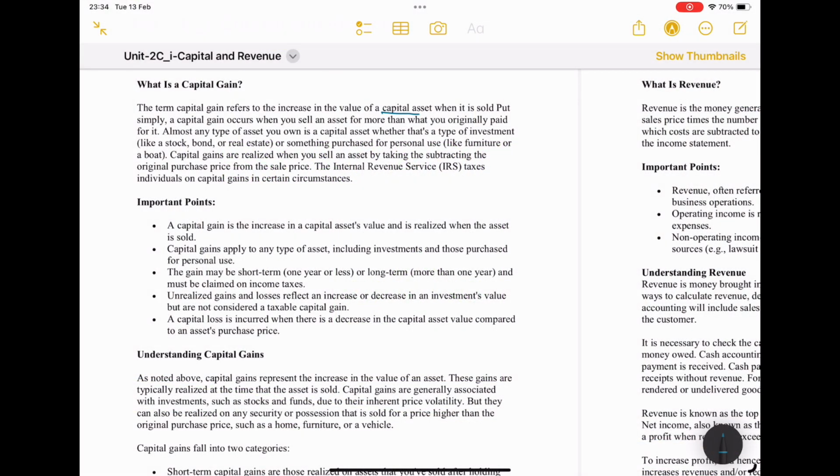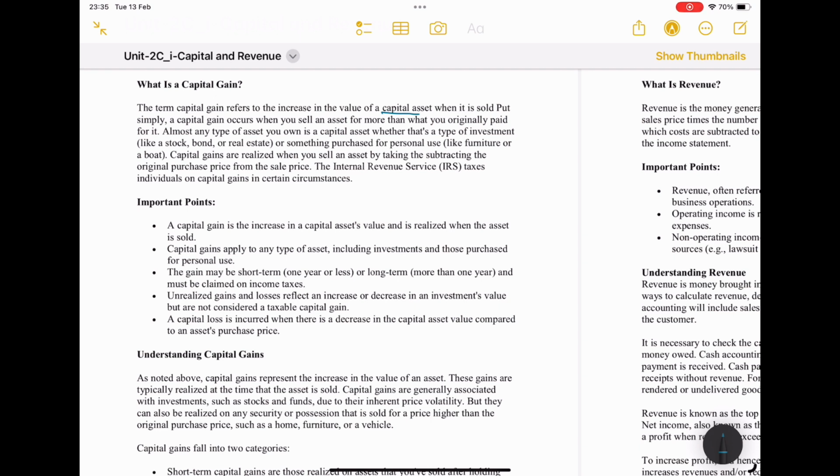Okay, hello everyone. In this video we are going to learn about the meaning of capital gain, or we can call it capital receipt and revenue receipt. First we'll know the meaning and basic difference between capital receipt and revenue receipt, or we can call it income also. Then we'll see a few questions based on this concept.